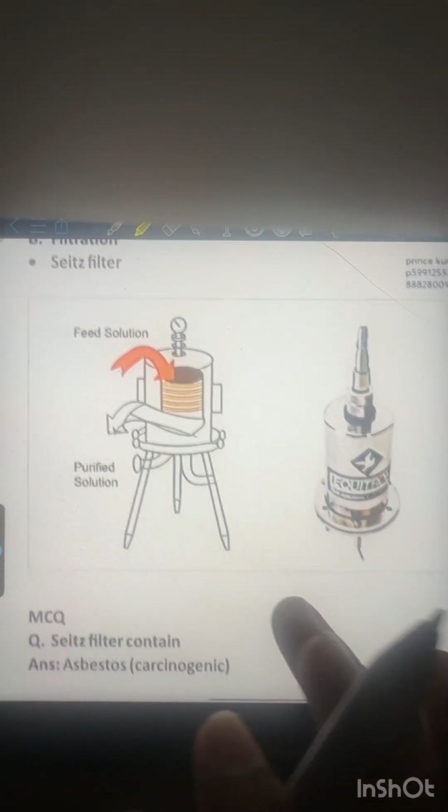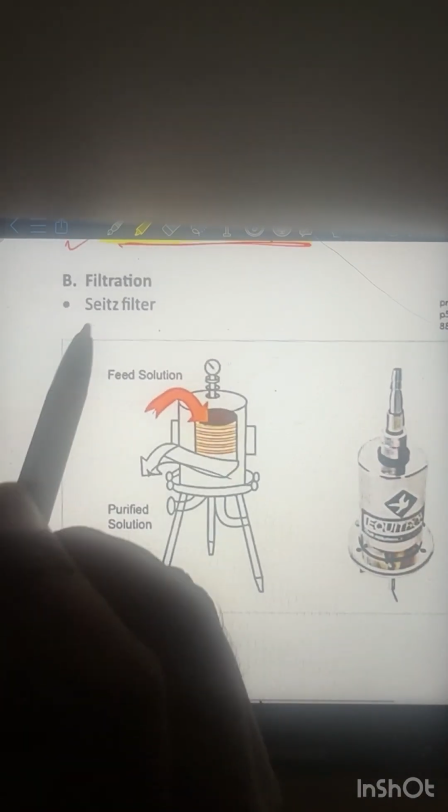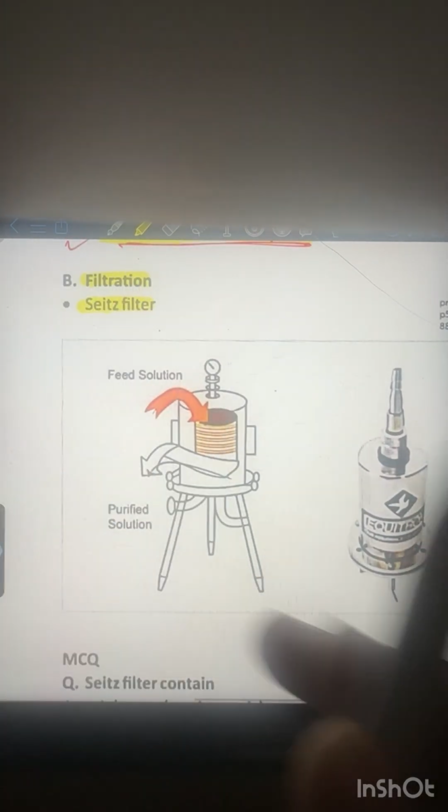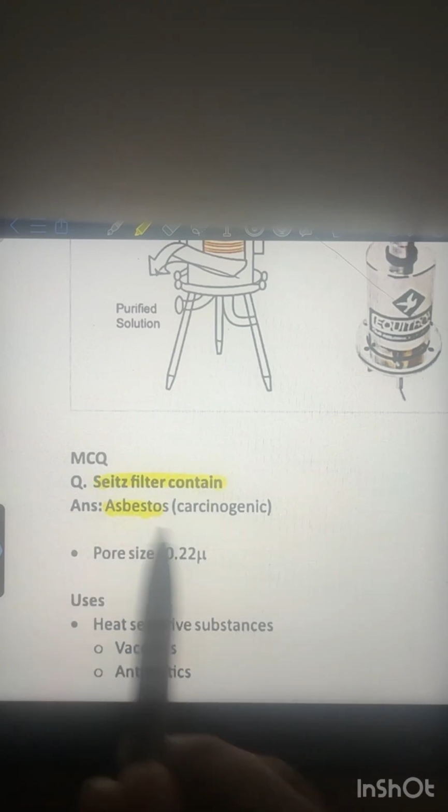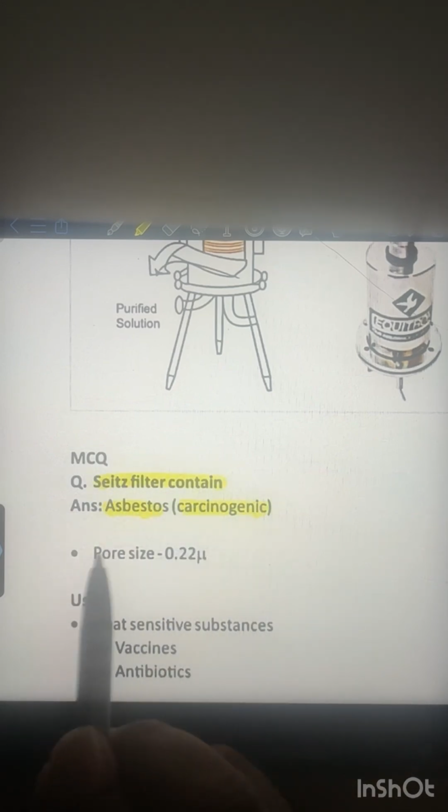Why? Earlier they used to put water through, like Nalla, AquaGuard and RO systems. Earlier they used to use the Seitz filter. But why is the Seitz filter not used nowadays? Because the Seitz filter is carcinogenic. If you put any water or solution through it, the solution that you get filtered will end up having some carcinogenic elements.